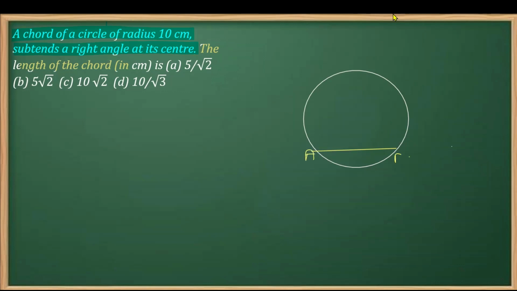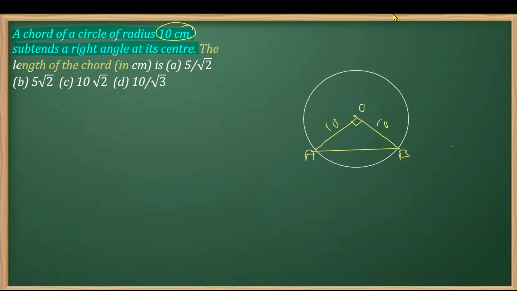And this chord, say AB, is subtending a right angle at the center. So this being the center, subtending is what? Joining the endpoints of the chord. So this angle is given as 90 degrees. Further, we know the radius of the circle is 10.